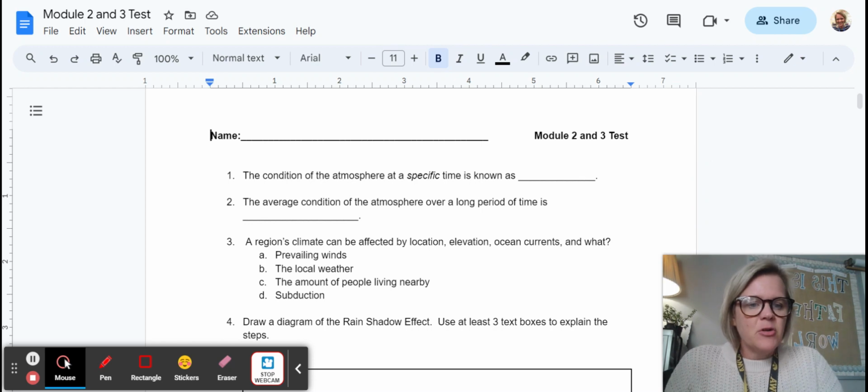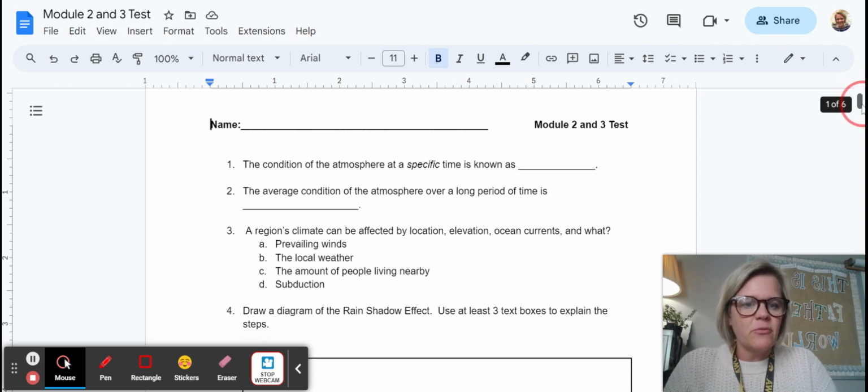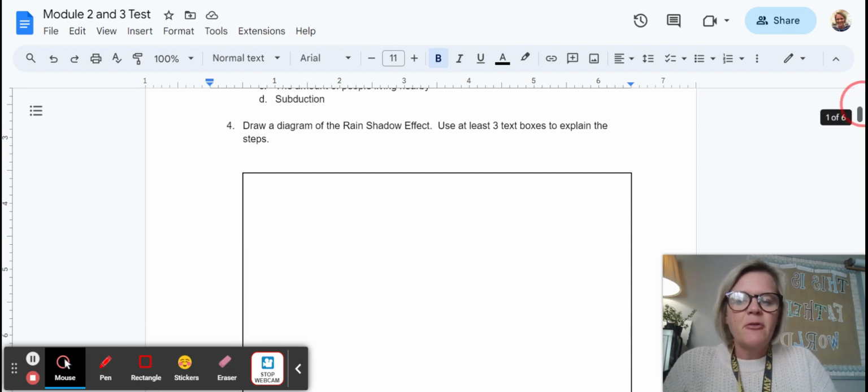Number 1 and number 2 are going to be fill in the blank. So put a word in those blanks. Number 3 is multiple choice. Number 4, let's take a look at this.